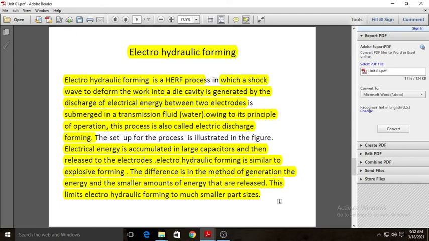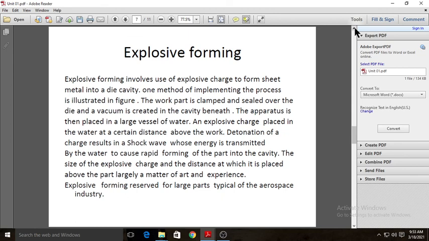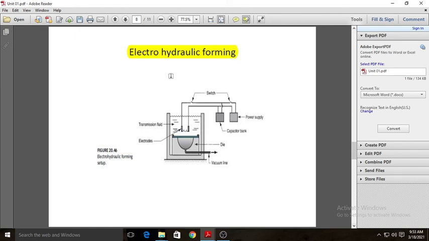So what is happening in explosive forming? We cannot control the production of the shock, but in electro-hydraulic forming we can control the production of the shock waves. So for small parts we can use the electro-hydraulic forming process, and for large parts we need to use the explosive forming process. Both processes are quite similar, but the difference is only in the production of the shock waves.